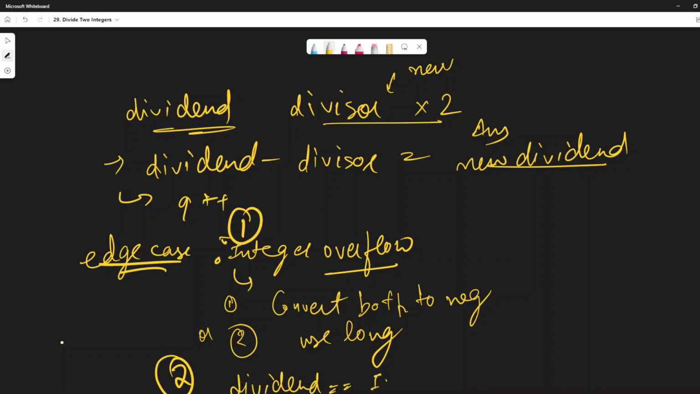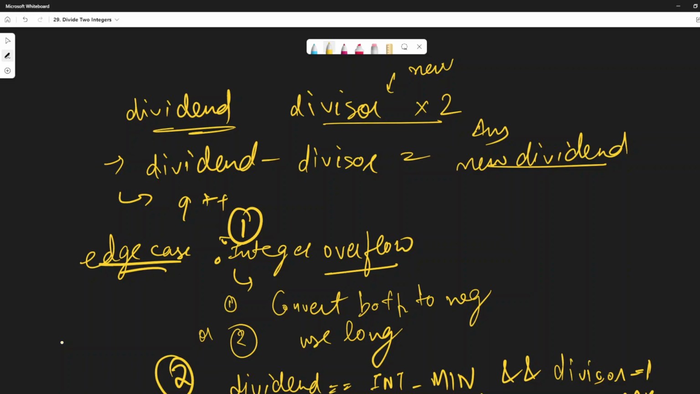When dividend equals int min, and our divisor equals -1, then we are required to return int max. Because both are negative, so we are required to return a positive number, right? And because it is int min, it will go to the maximum possible limit of integer. So in that context, we are required to return int max. So these are the two edge cases which we need to handle in this approach also.